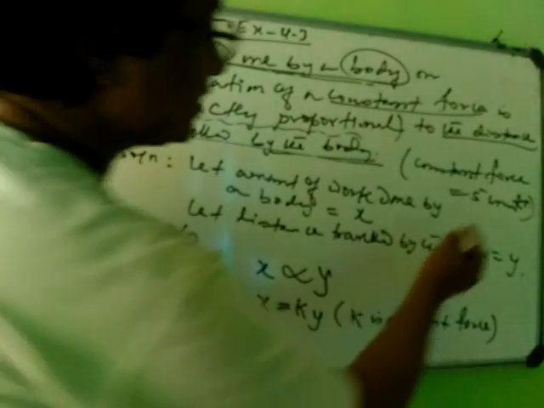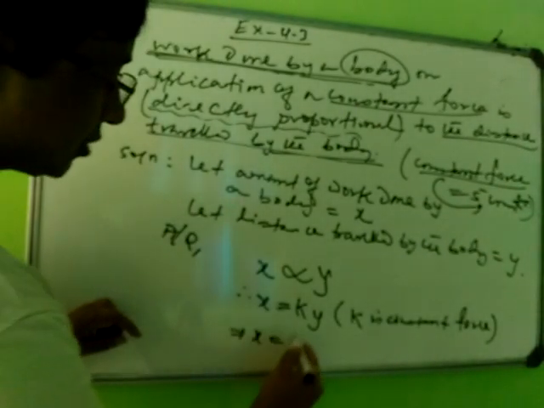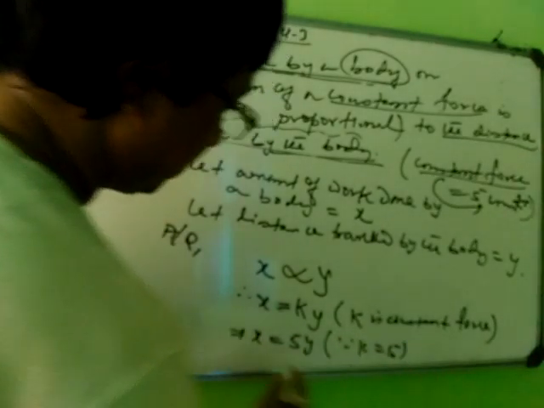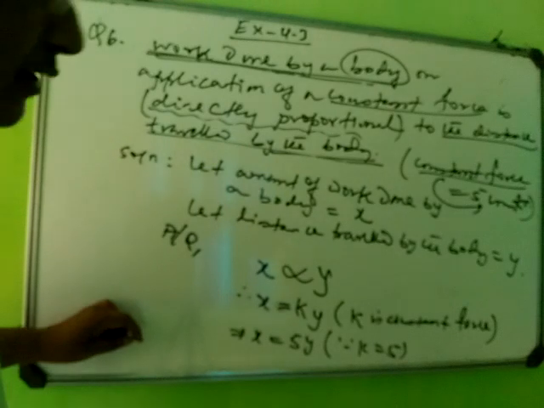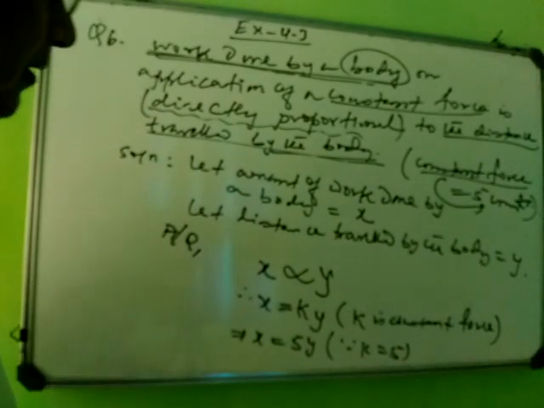Now here the constant force is given as 5 units. So this gives x equals 5y, since k equals 5. This is a linear equation in two variables. So now from this you will draw the graph.